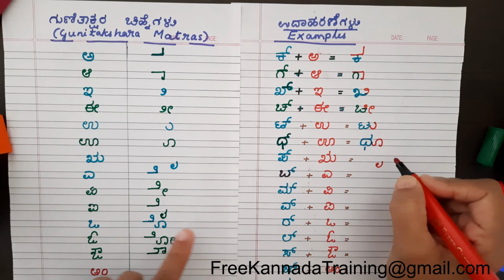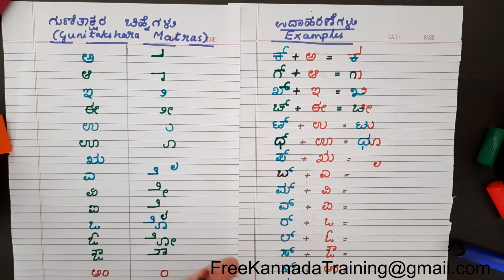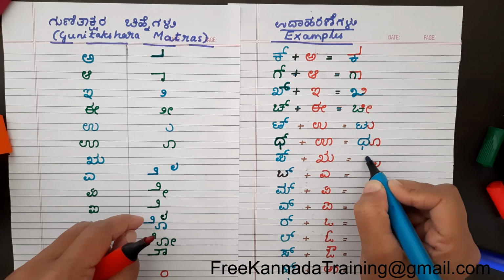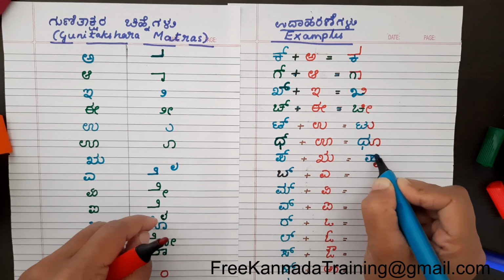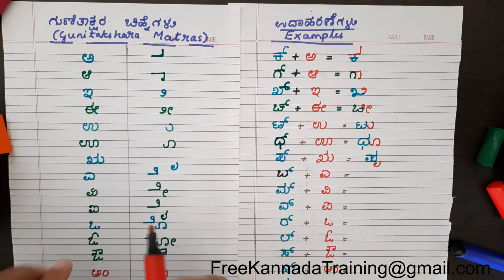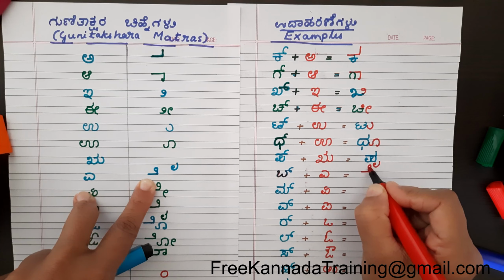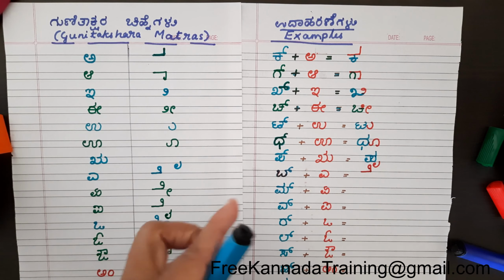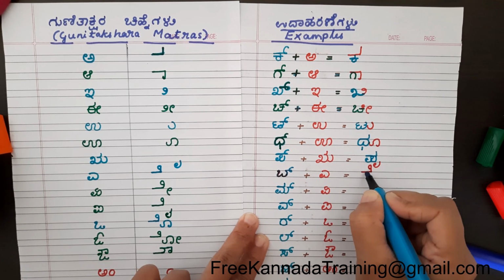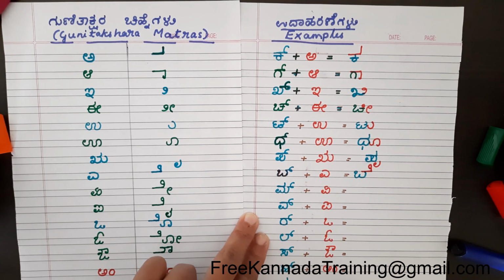For ru, this is the Gunitaakshara matra, and here you replace with pa. How do you write pa? We write in this way. Next, b plus a equal to be. For a, what is the Gunitaakshara matra? Like this, sleeping line, upward standing line, and one round. And here we have this one, we have replaced with the matra, and we write ba to make be.